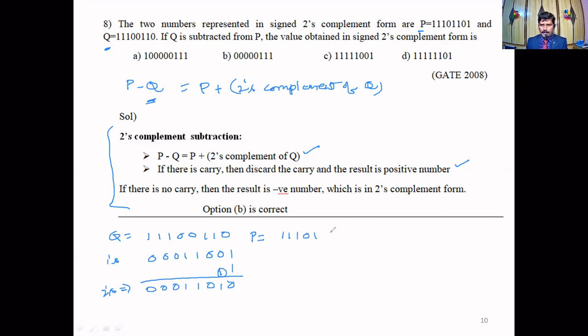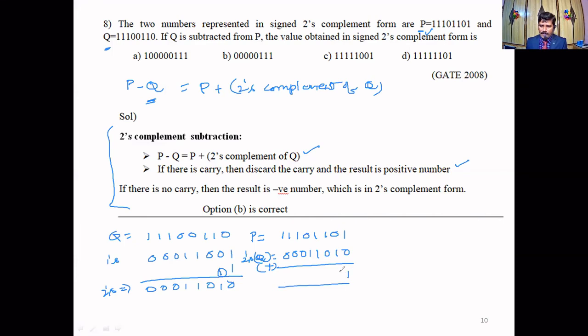11101. Okay, 101. This one is P, and 2's complement of Q. 2's complement of Q is equal to 0 0 0... 1 1 0 1 0, right? Just add it.